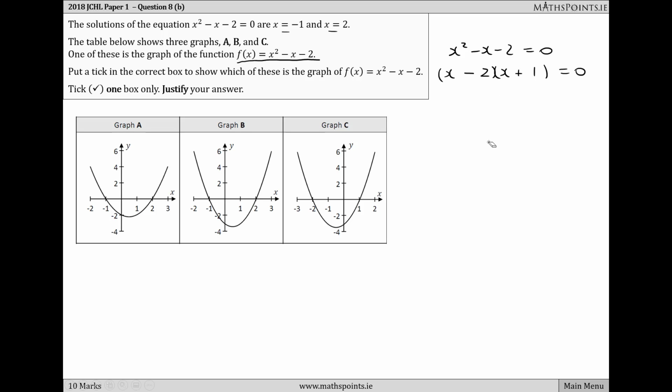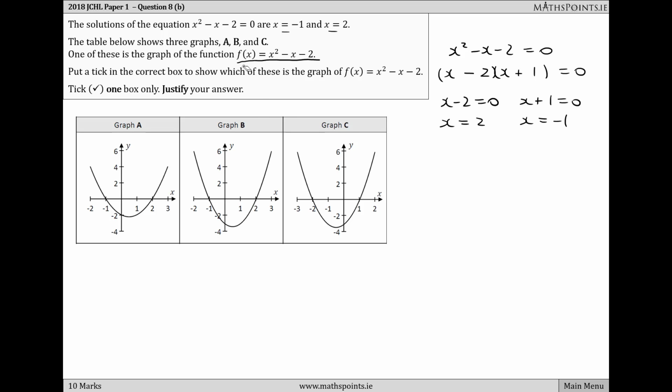After we factorize the quadratic, we let each bracket equal 0, so x minus 2 equals 0 and x plus 1 equals 0. For the linear equation on the left hand side, x minus 2 equals 0, I'm going to add 2 to both sides to give me x equals 2. And for the one on the right hand side, x plus 1 equals 0, I'm going to subtract 1 from both sides to give me x equals minus 1. And so those were the two solutions that we were already presented with.